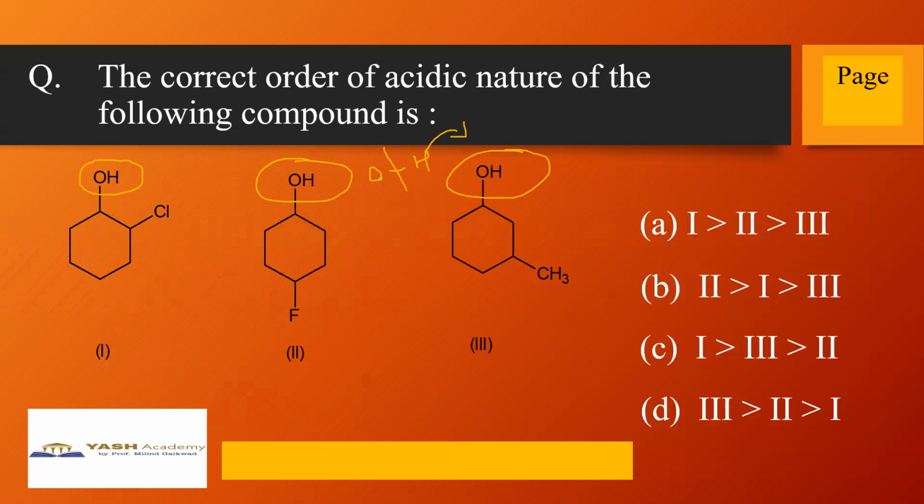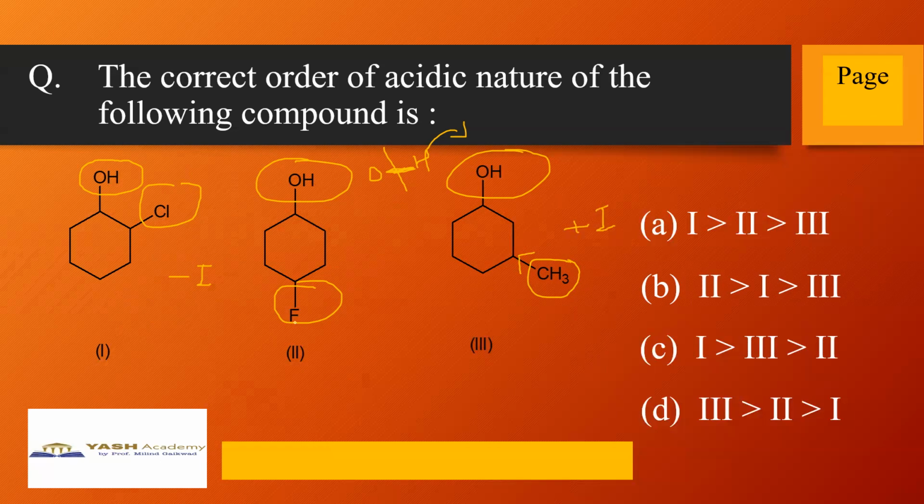So it depends upon the strength of OH bond and electron withdrawing or electron releasing group. Now here Cl and F, they are halogens, they are electronegative elements and act as electron withdrawing groups. So they exhibit negative inductive effect. And here in third case, methyl group is attached at meta position, that is third position. So it acts as an electron releasing or electron donating group, means it exhibits positive inductive effect.